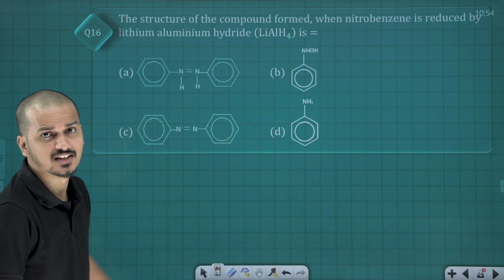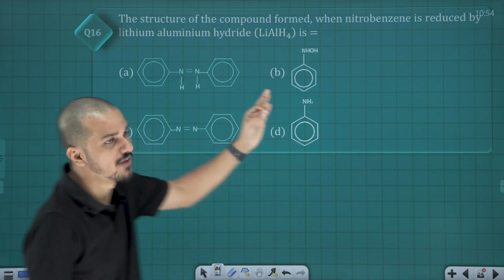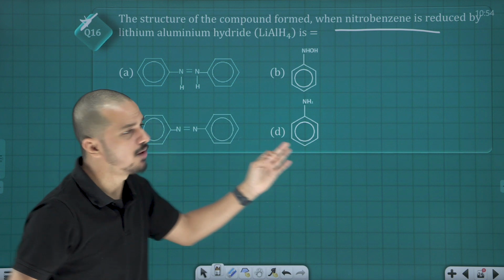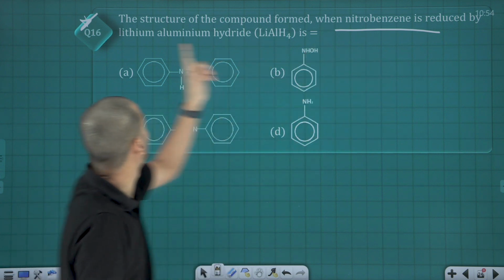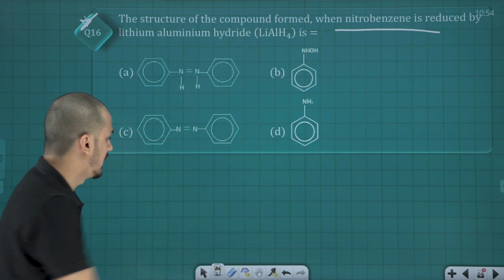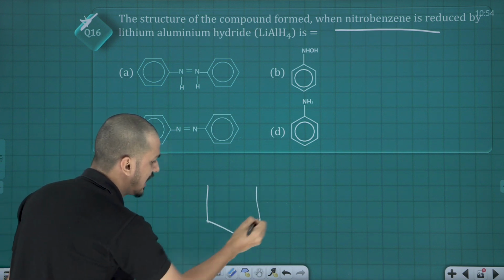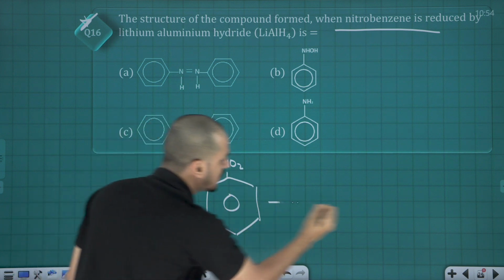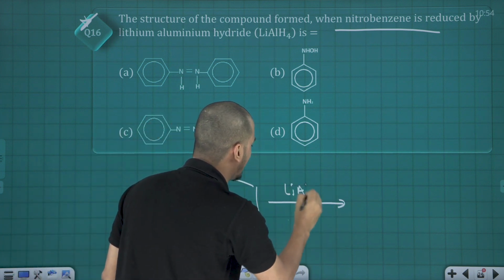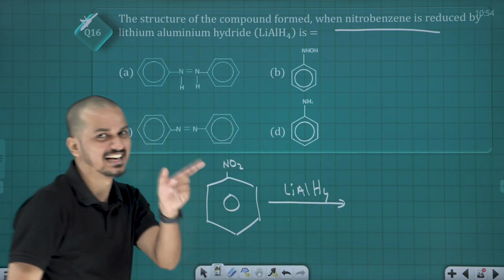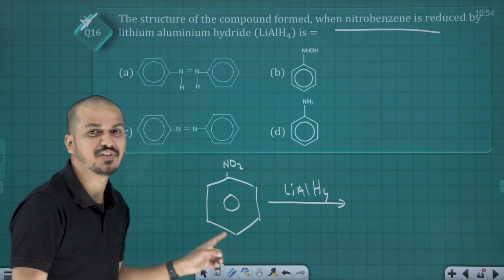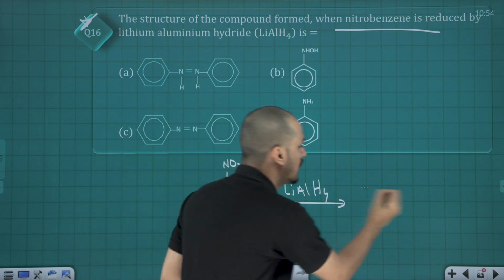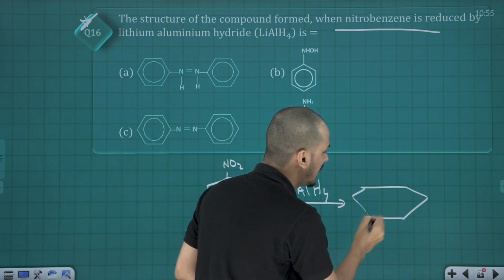What's the question here? The structure of the compound formed when nitrobenzene is reduced by lithium aluminum hydride. I am putting one star here. It's very important. This is nitrobenzene. That is reduced by lithium aluminum hydride. Don't write aniline. In the case of aromatic nitro compounds, if you are using lithium aluminum hydride, you will get azobenzene. You will get what?